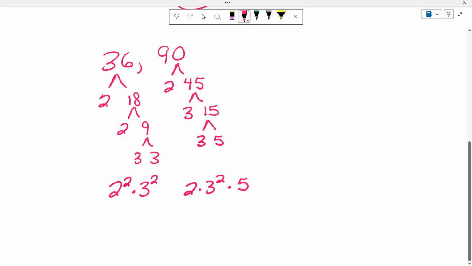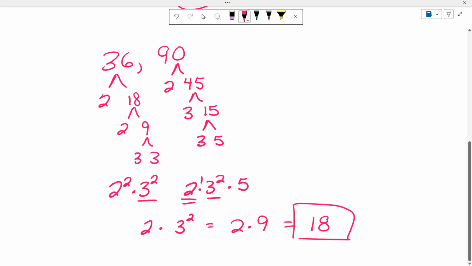All right. So then, between these two groups of numbers, what appears in both groups? 2 does and 3 does. What's the lowest power 2 appears to? 1. Right here, 2 is to the first power. What's the lowest power 3 appears to? 3 squared. This is 3 squared and this is 3 squared. Lowest it appears to is the second power. So it's 2 times 3 squared, which is? 9. 2 times 9 is? There we are. 18 is the greatest common factor of both those numbers.